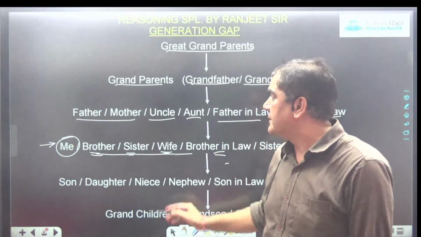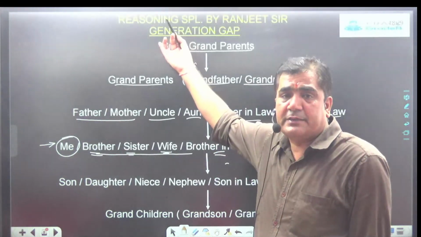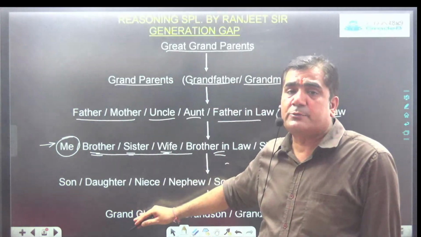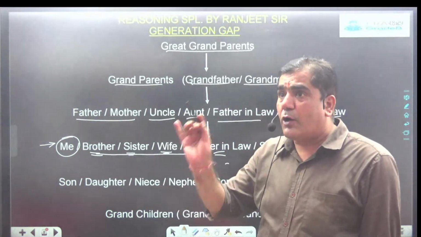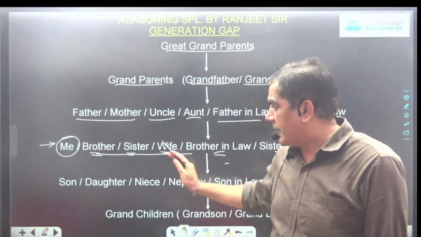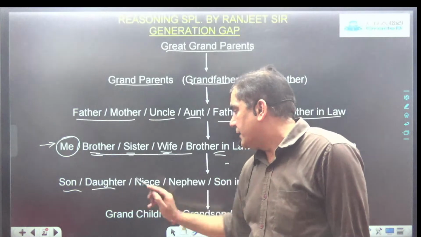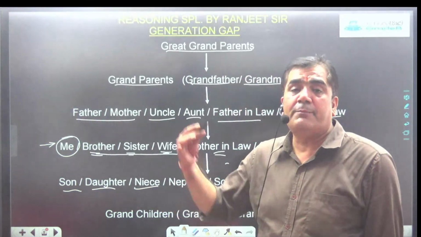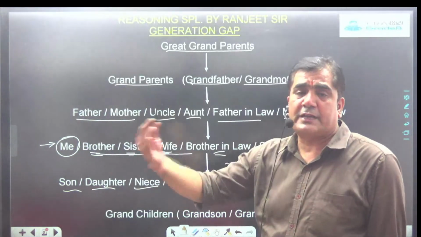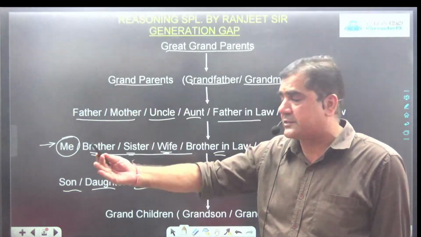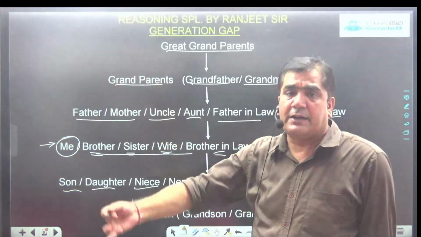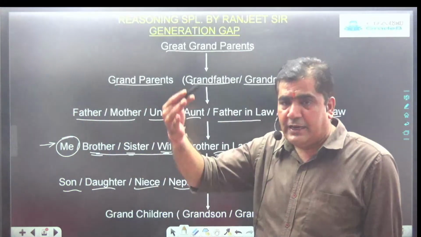Great-grandparents means my grandparents' father and mother. They will be called great-grandparents. After my generation come my son and daughter, and all the persons of nearby age. So next will be son, daughter, niece. Niece is what? My brother's or sister's daughter, who will be almost the same age as my daughter. Next is nephew. Nephew is my brother's or sister's son, almost near my son's age.